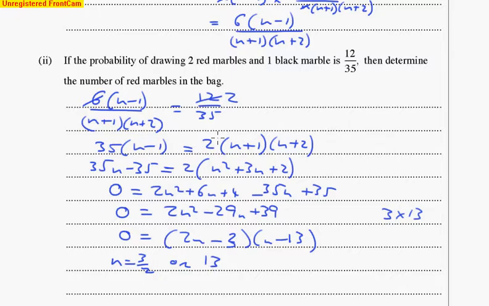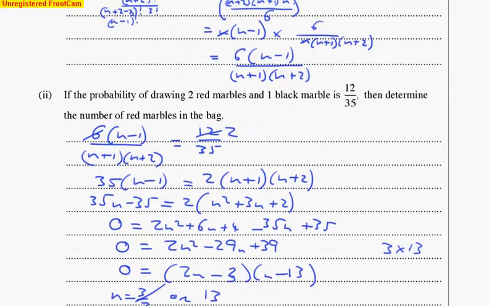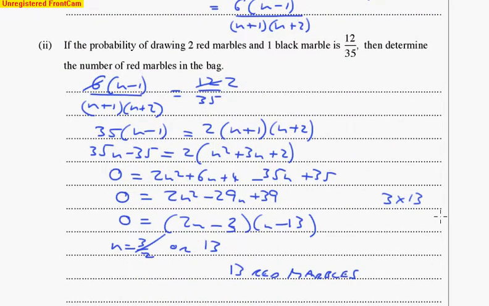Well, n is the number of red marbles in the bag, so it's not going to be that one because that's 1.5 marbles. n equals 13. We've got 13 marbles in the bag. 13, sorry, red marbles. And there we go. That's that.